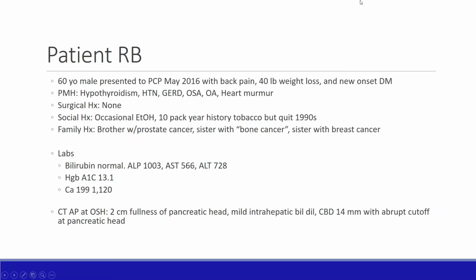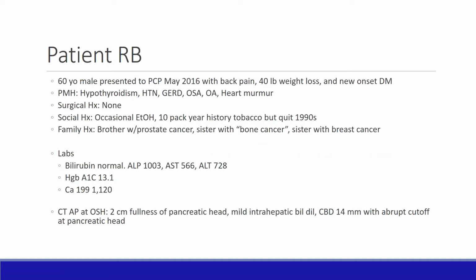So I'm going to switch gears, and I'm going to start with a case presentation. This is a patient RB, a 60-year-old gentleman who went to his primary care provider a couple years ago with back pain, 40-pound weight loss, and new onset diabetes. Past medical history was significant for hypothyroidism, hypertension, reflux, sleep apnea, arthritis, and a heart murmur. He had no prior operations, occasionally drank alcohol, and had a 10-year history of tobacco use that he quit in the 90s. Family history: brother with prostate cancer, sister with bone cancer, presumably multiple myeloma, and a sister with breast cancer.